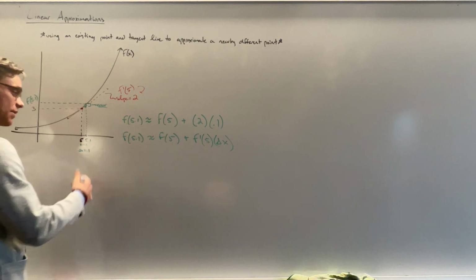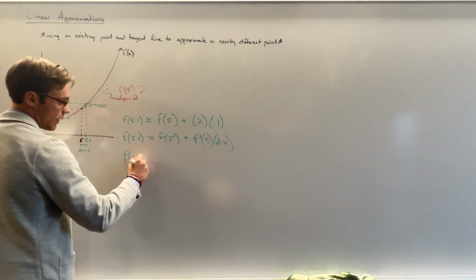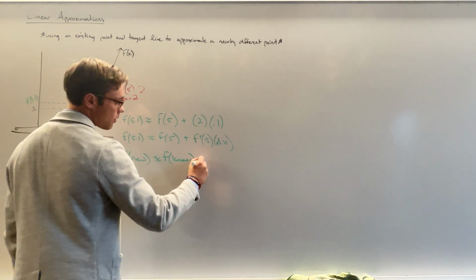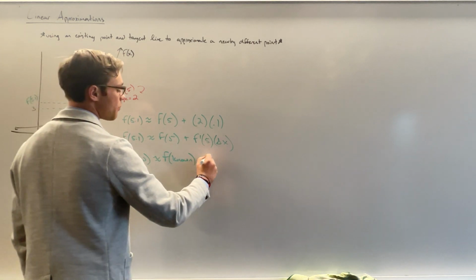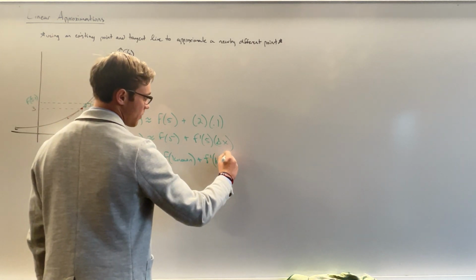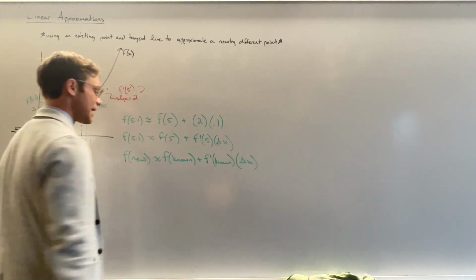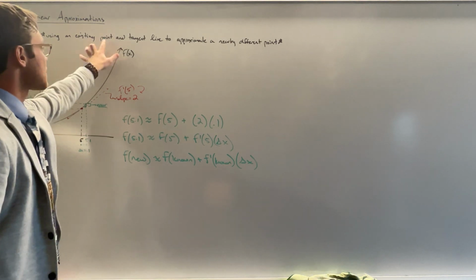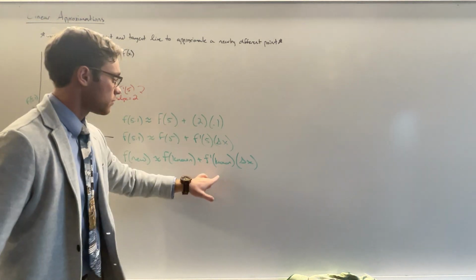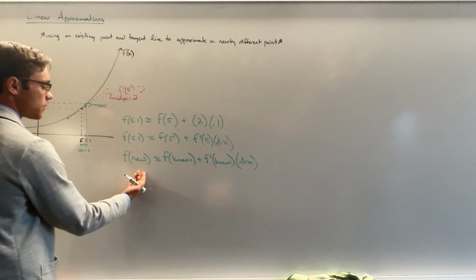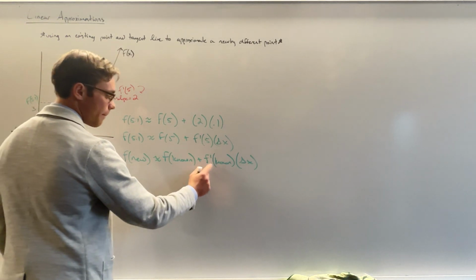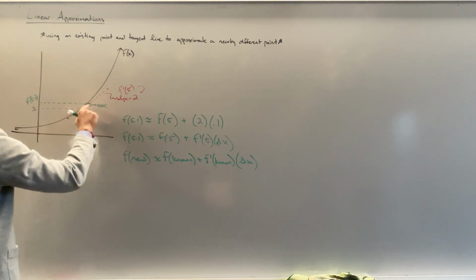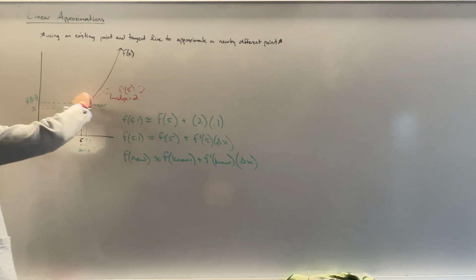If we generalize this any further, f of our new point is approximately f of our known point. You start at your known point and move up the derivative of that known point, the slope of that known point, a tiny amount. So using an existing point and a tangent line, my new point is my known point moved up that tangent line a tiny amount. This gives me an approximation of what happens at that red line, which you can see is very close to the true f of 5.1.